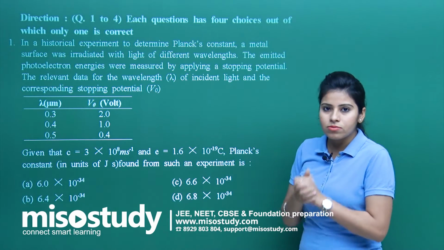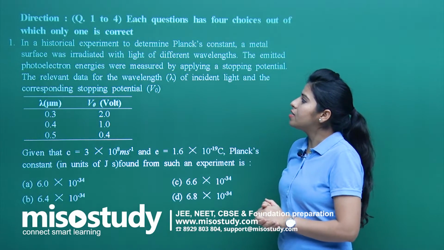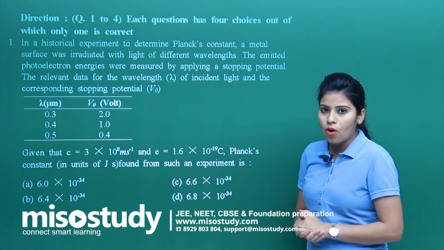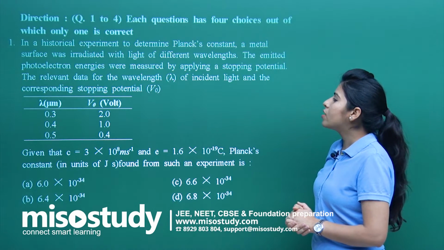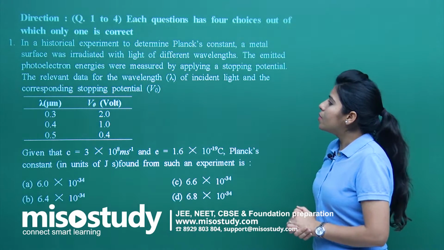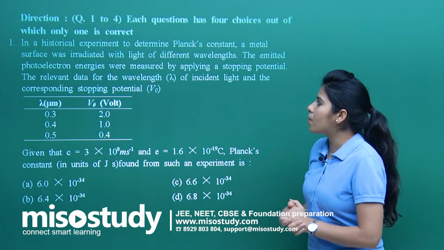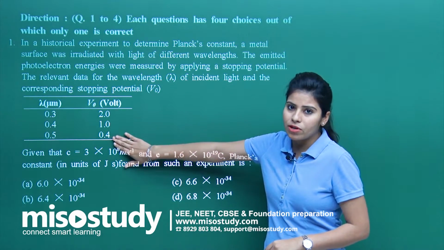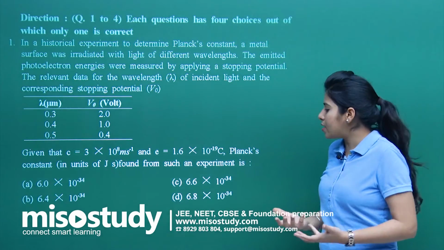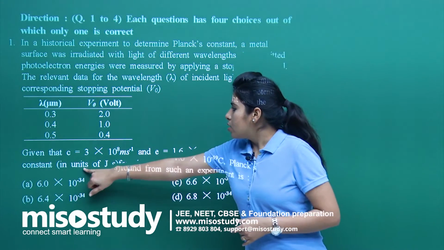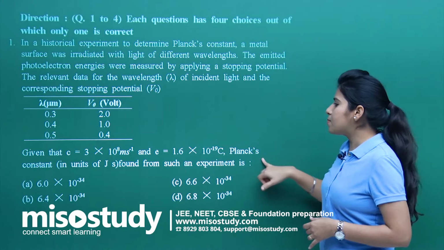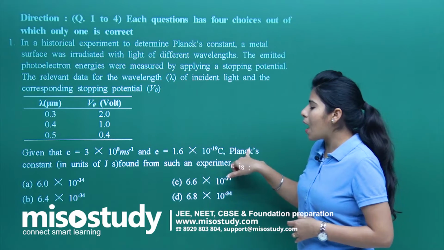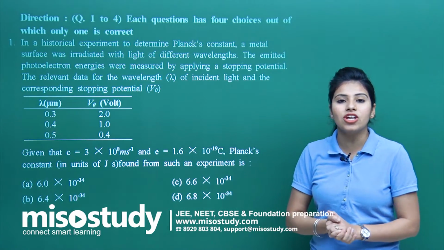So, now let us look at the question. In a historical experiment to determine the Planck's constant, a metal surface was irradiated with light of different wavelengths. The emitted photoelectron energies were measured by applying a stopping potential. The relevant data has been given to us. Let us see what is to be found. Given that c is this, e is this, and Planck's constant is this, we have to find Planck's constant from such an experiment.